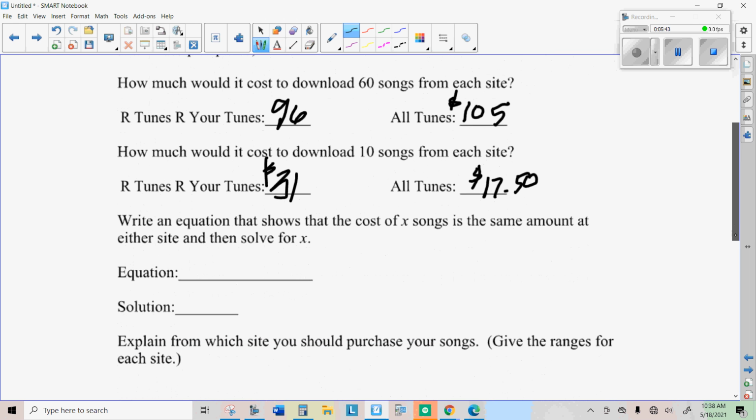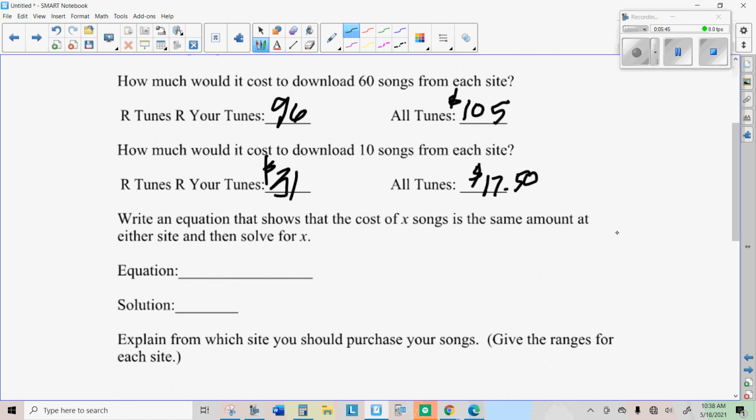So if you were to choose between these two, you would have to know how many songs you're planning on buying, because you can see that if you buy 60 songs, then this site is cheaper, but if you buy only 10 songs, this site is cheaper. So we're going to write an expression for both places.